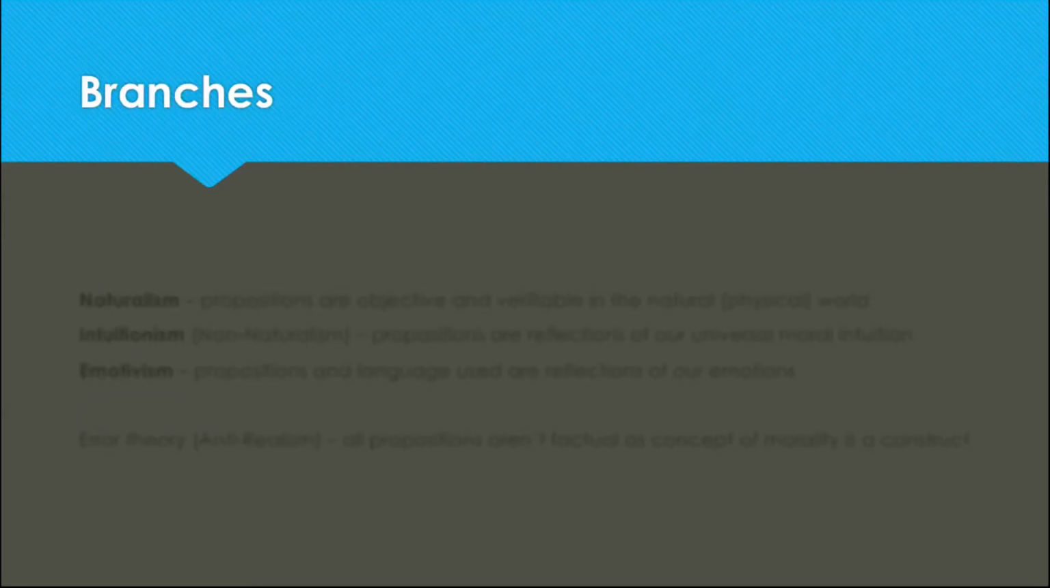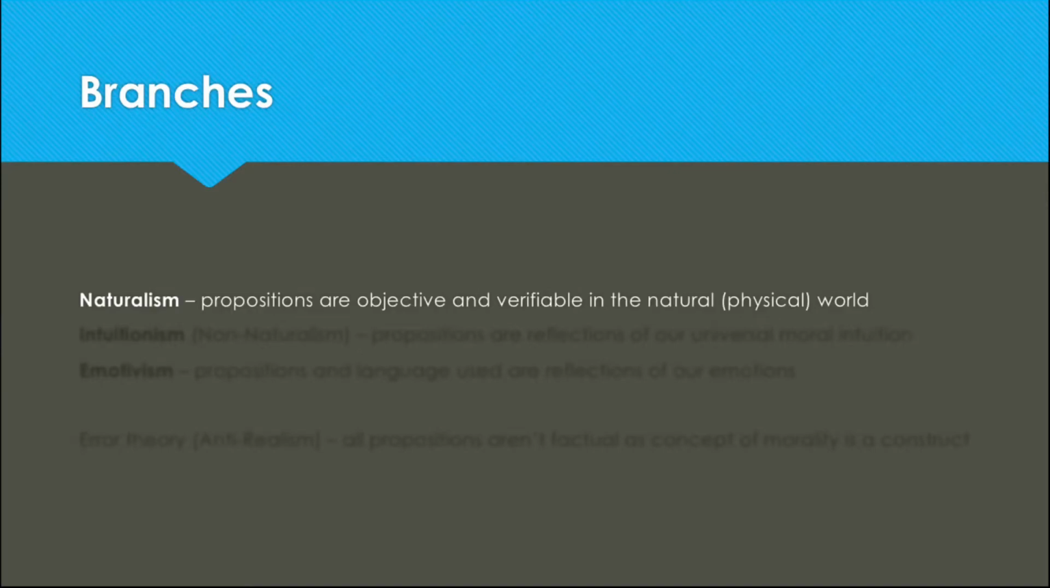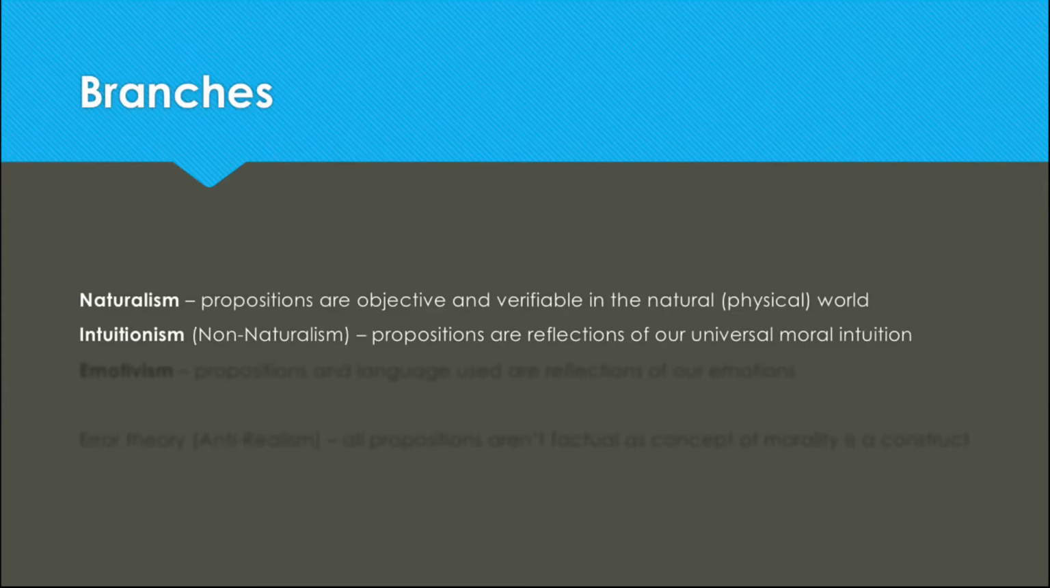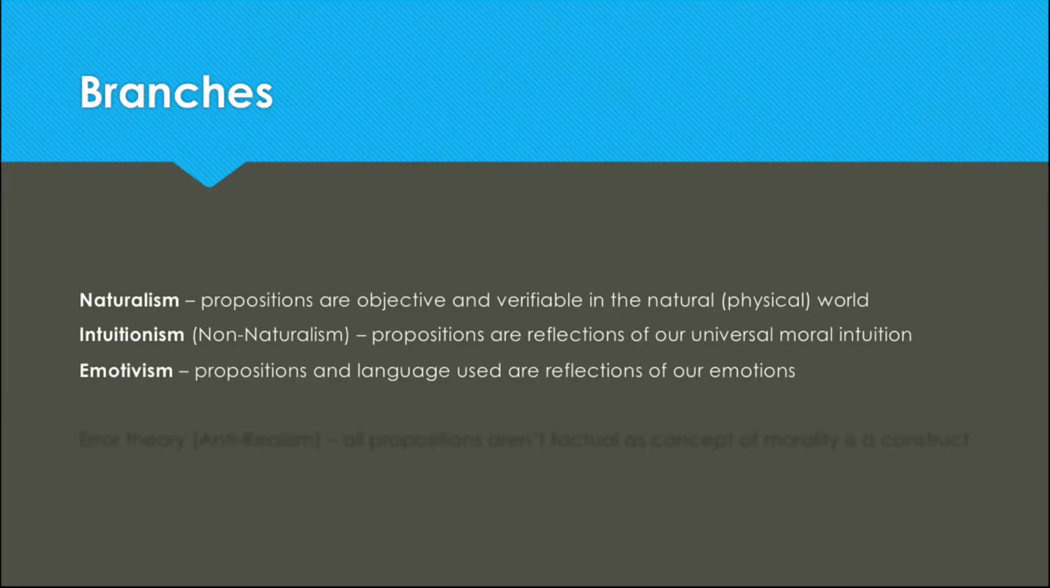So there's three main branches that you need to know. That's naturalism: propositions that are objective and verifiable in the natural physical world. Intuitionism, also known as ethical non-naturalism: propositions are reflections of our universal moral intuition. Apparently that's a thing. And then emotivism: propositions and language used are reflections of our emotions.